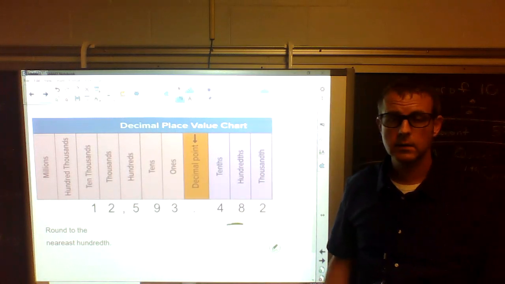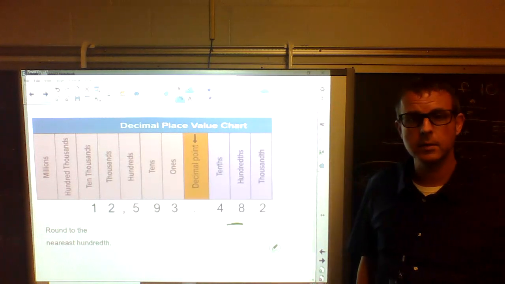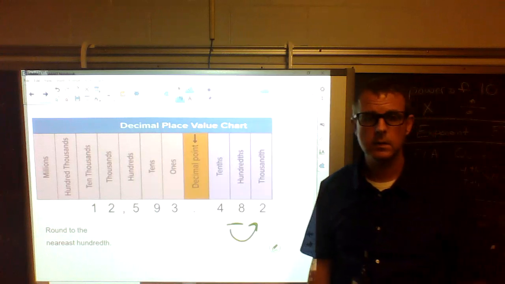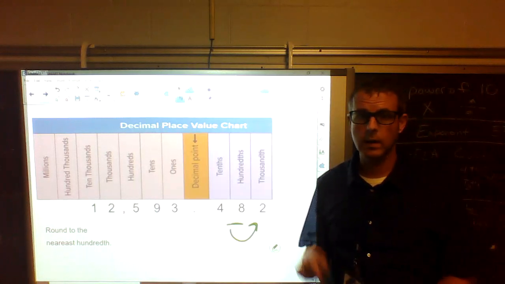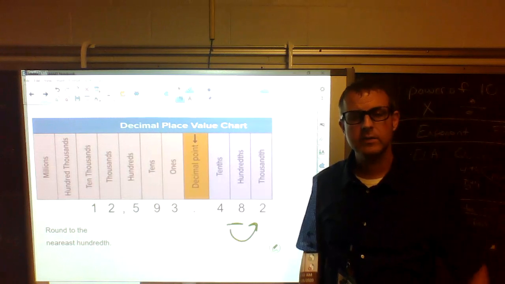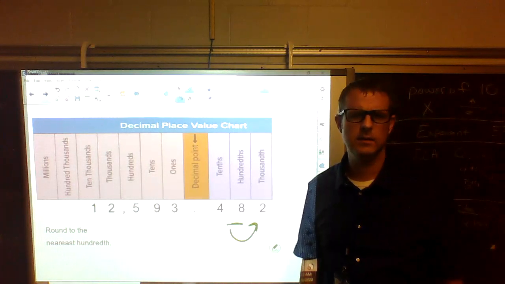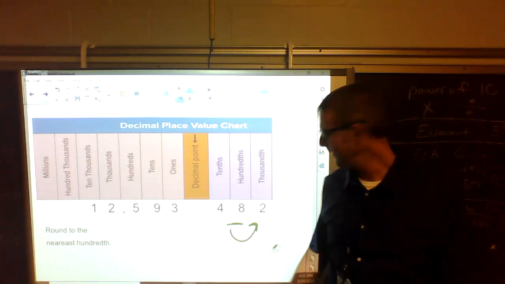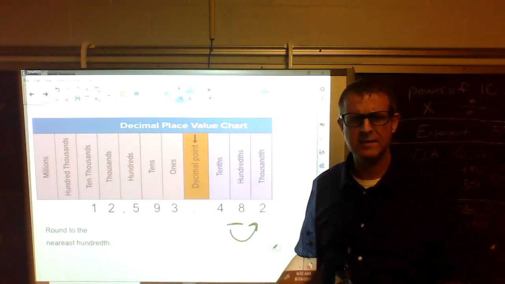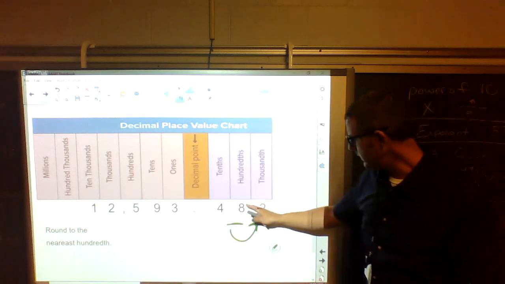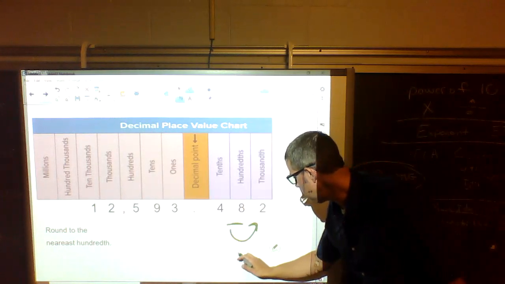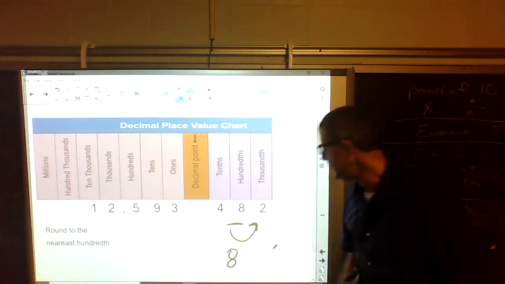Step 2, look to the right, see what number it is. So I'm going to look to the right, it's a 2. I know that 0, 1, 2, 3, 4, we keep it the same. Now, some of your teachers told you round down. No, you don't round down. The number stays the same. That's why we get confused. We don't round down. We keep it the same. So all I'm going to do to this number 8 is just keep it the same. So right underneath it, I'm going to write 8.